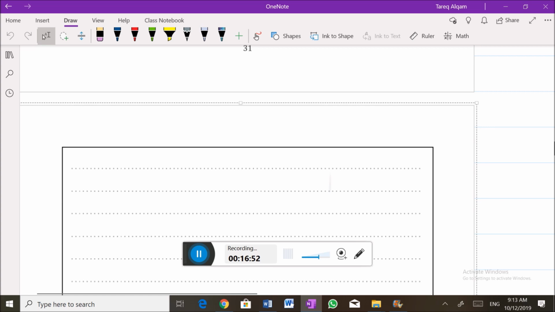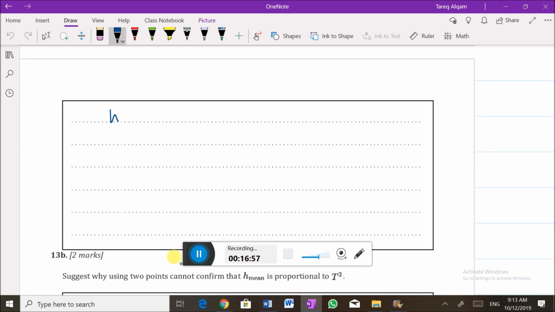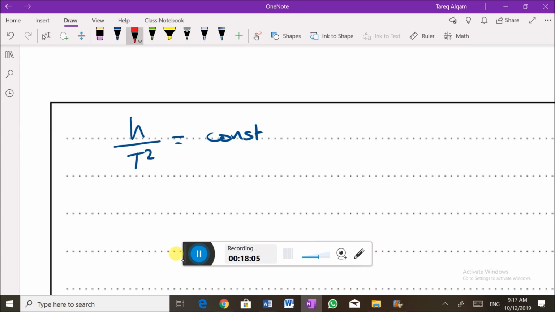If you remember, to have something directly proportional, this means that H over T squared for any point or any set of data on the graph should be constant in order to be directly proportional.